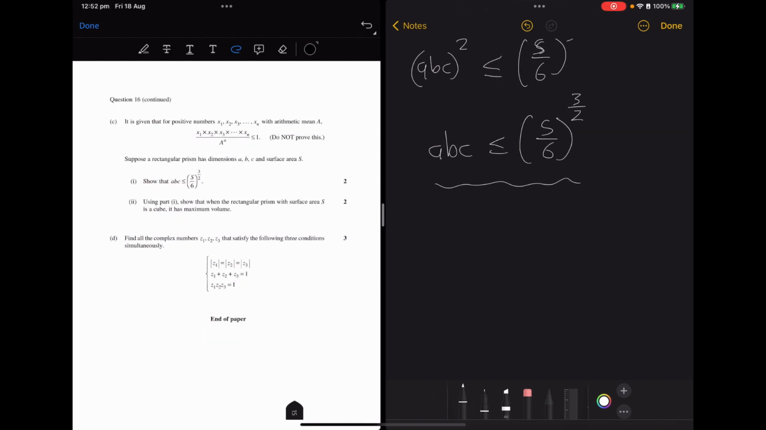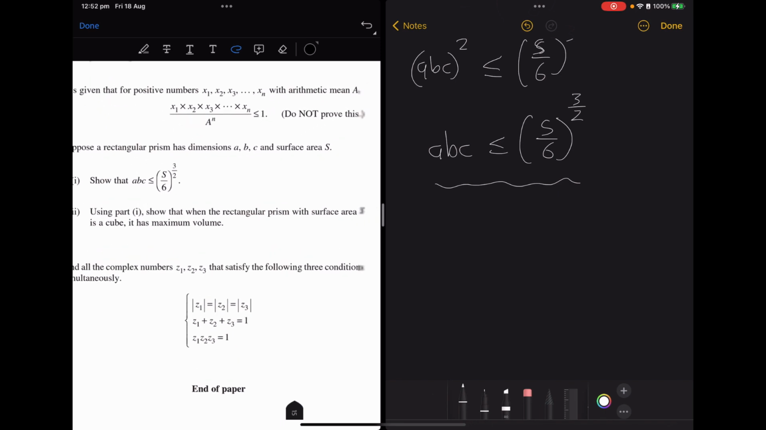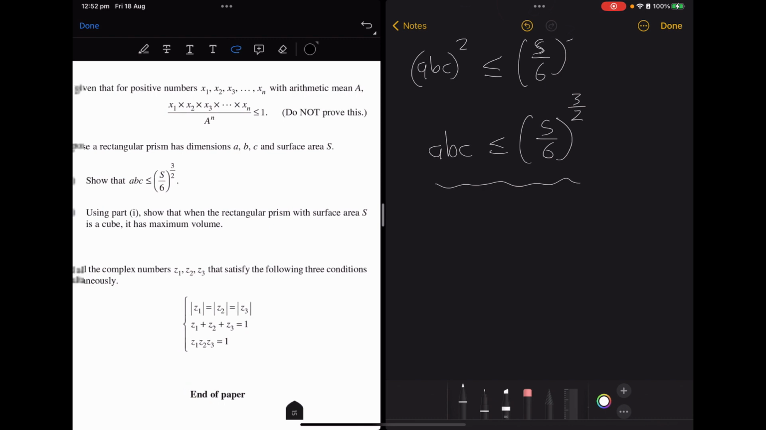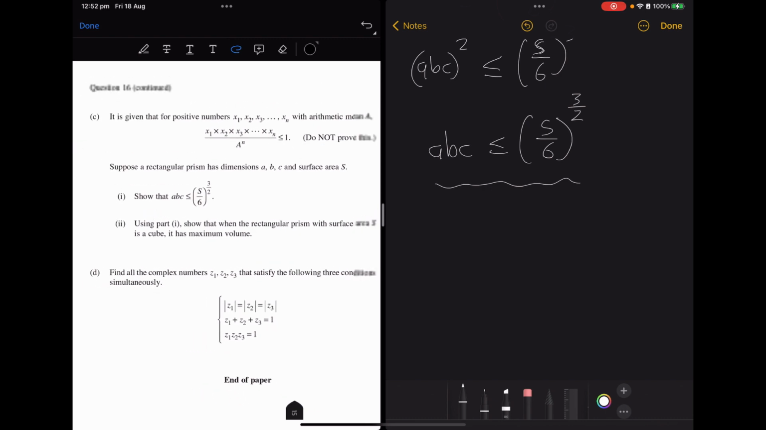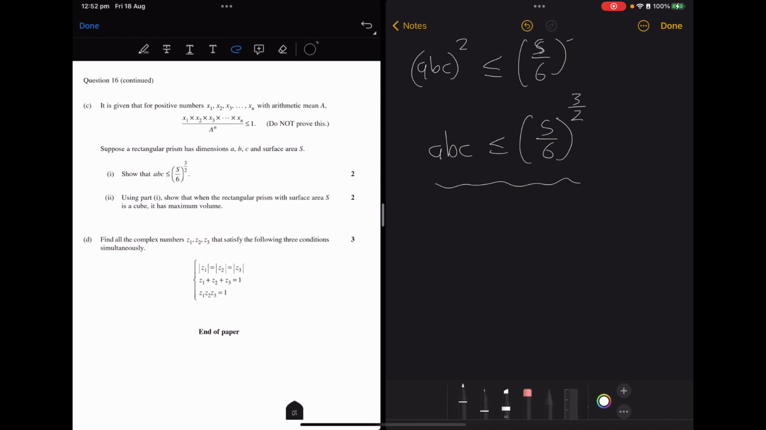So next for part II, we have, using part I, show that when the rectangular prism with surface area S is a cube, it has maximum volume. So first off, we want to know what is the volume. The volume of a rectangular prism is just going to be given by ABC. And look what we have here.